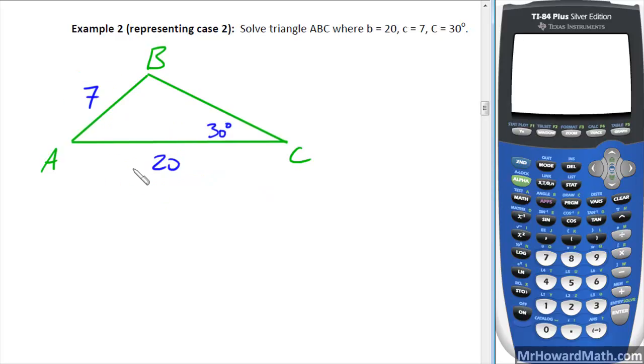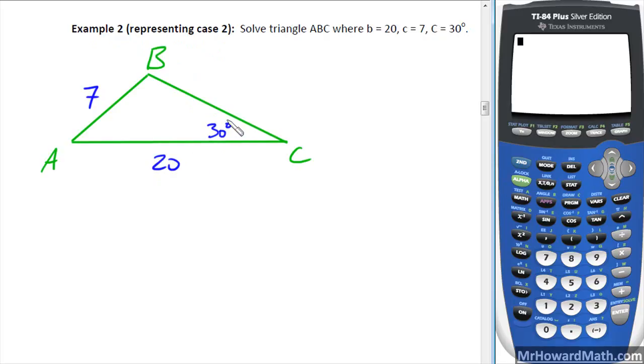So this is where we have the ambiguous case, and it's going to be either just long enough to reach in two places, or not long enough to reach at all. And in this case, it's not going to be long enough to reach at all. That was our case 2 that we looked at before. But we don't know that yet, so let's go through the work.